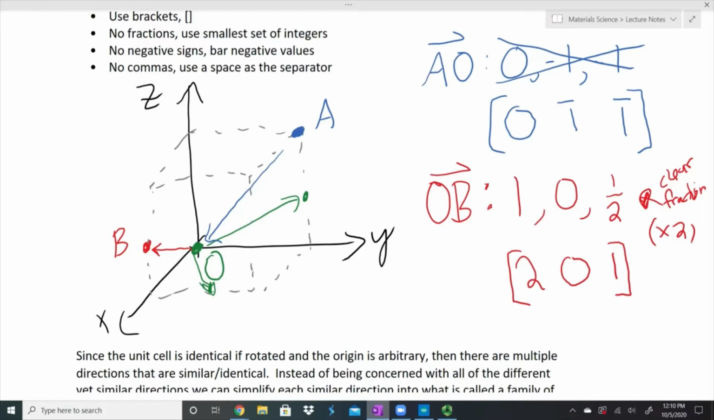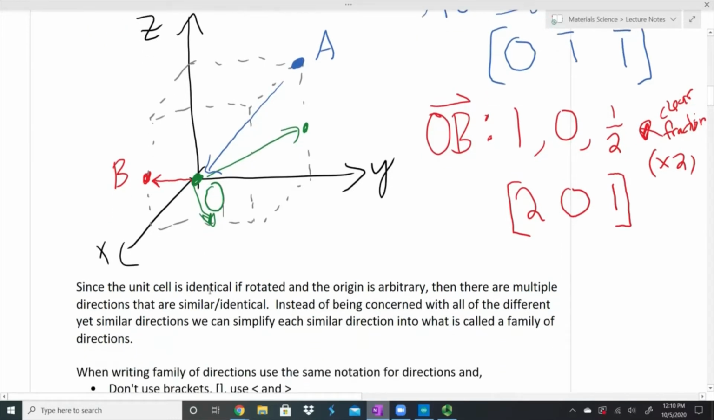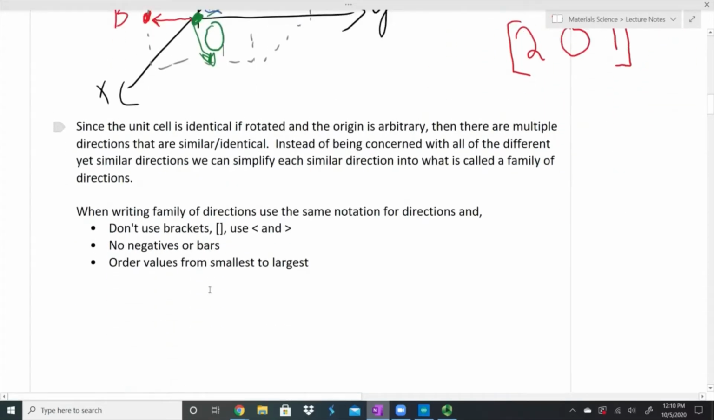we're talking about. Because of that, we want to talk about a family of directions. What a family of directions means is that we're not concerned with a very specific orientation of a crystal. We're not concerned with which way we're calling X, Y, and Z, because we understand that there's plenty of symmetry. So instead, we're going to write it out as a family. And to write it out as a family, we're going to use the exact same basic notation rules as we did for our direction, except we're not allowed to have negatives now.